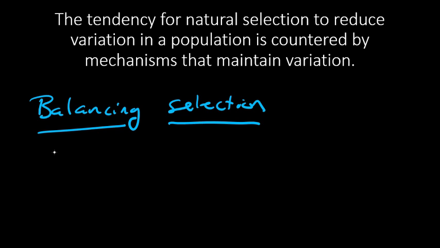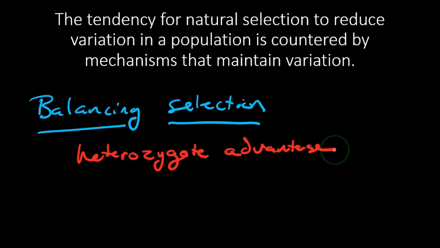One type of balancing selection is called heterozygote advantage. This is where heterozygotes have the best reproductive success. That means that you're going to maintain heterozygotes, the ones with two different alleles.